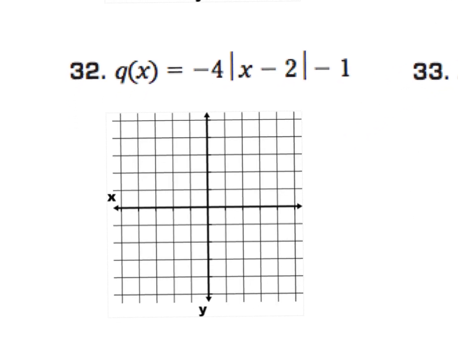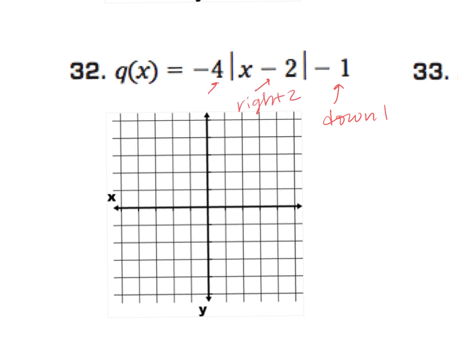Okay, on 32, what's that going to make us do? The parent function is just the v. What's the minus 2 going to do? Take the v to the right, left, up, or down. This minus 1 is going to make us go down 1. Yeah, because it's in the bars.